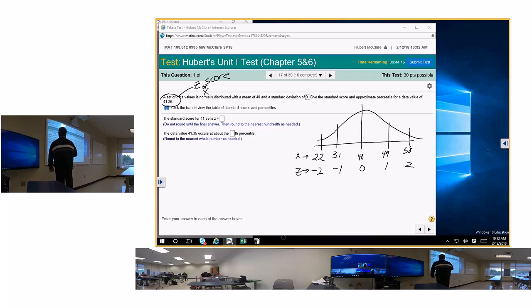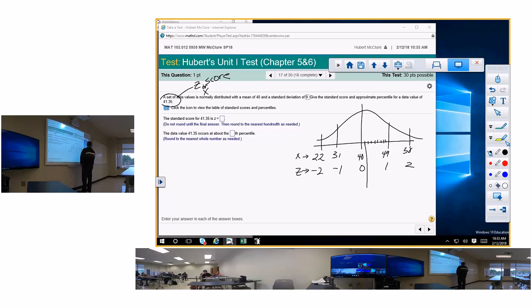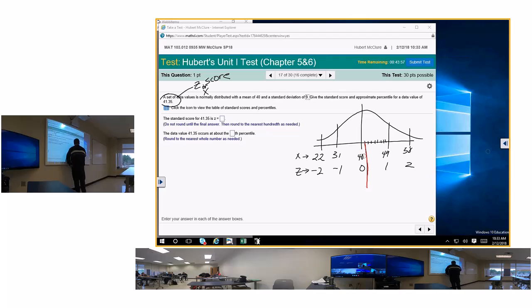Okay, 41.35. 41. So this is 9. 1, 2, 3, 4, 5, 6, 7, 8, 9. So 41 would be right in here, right? We take our handy dandy red marker and we draw an arrow right there and we say 41.35. And that means the table will give us this number.